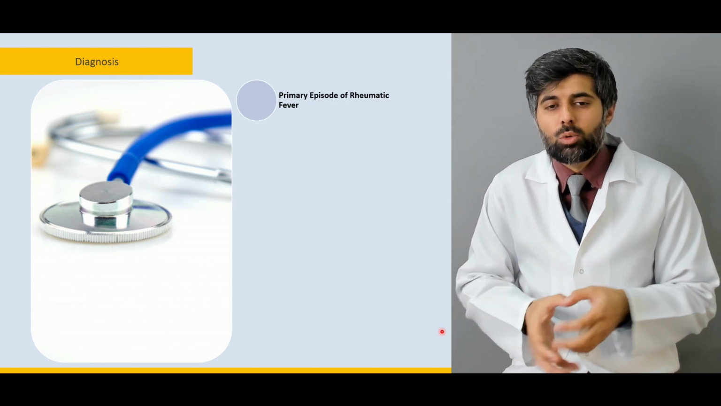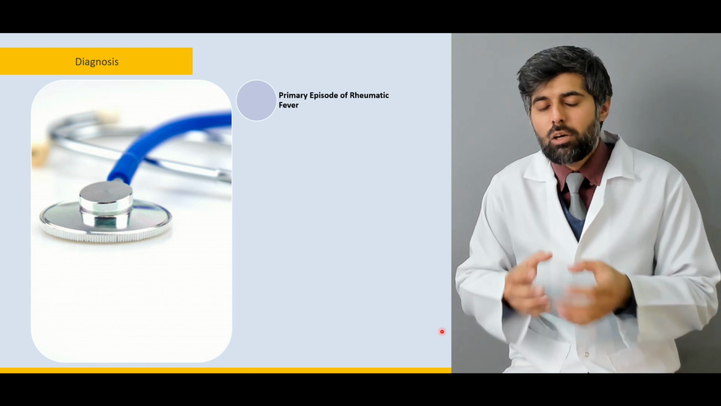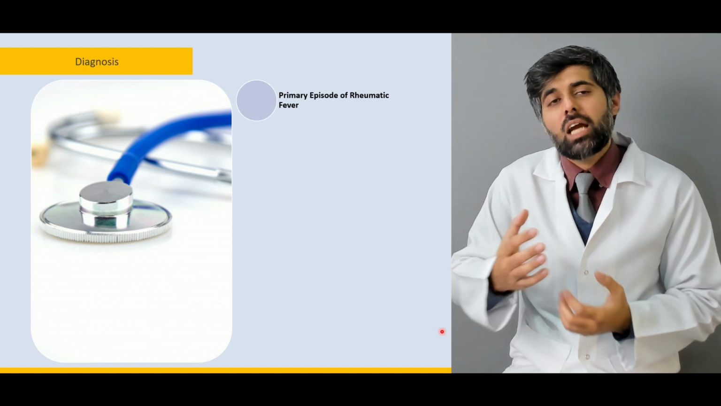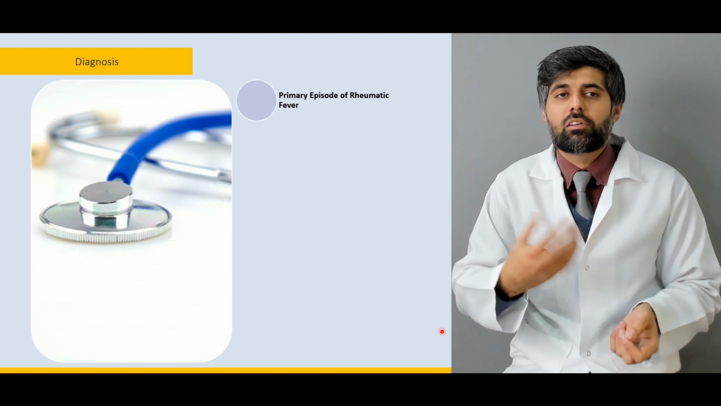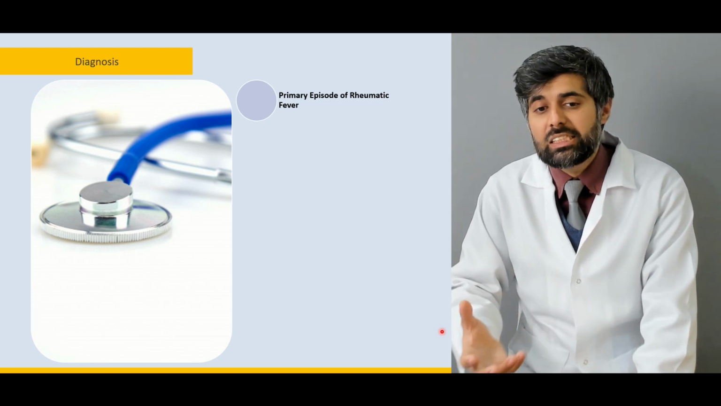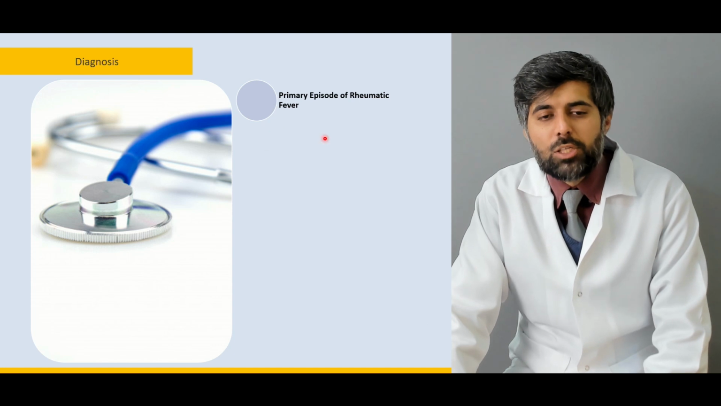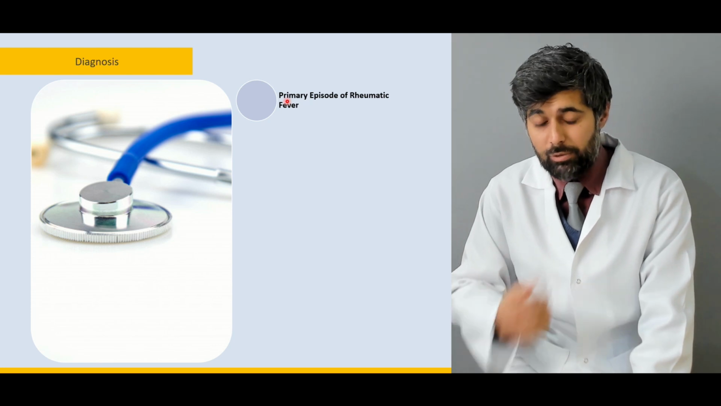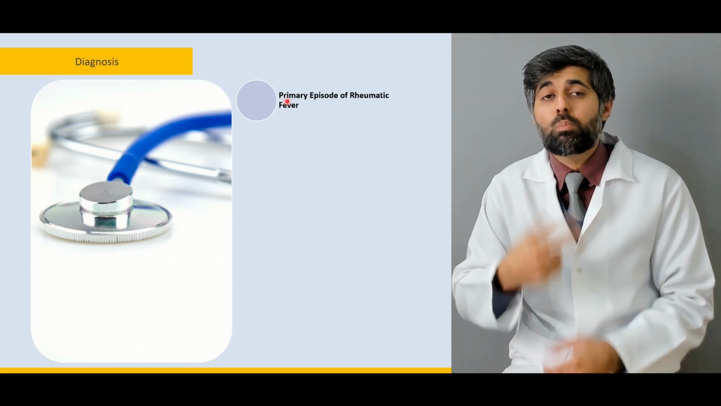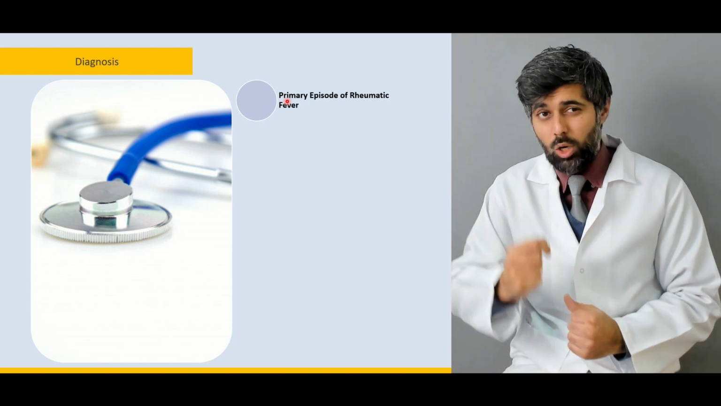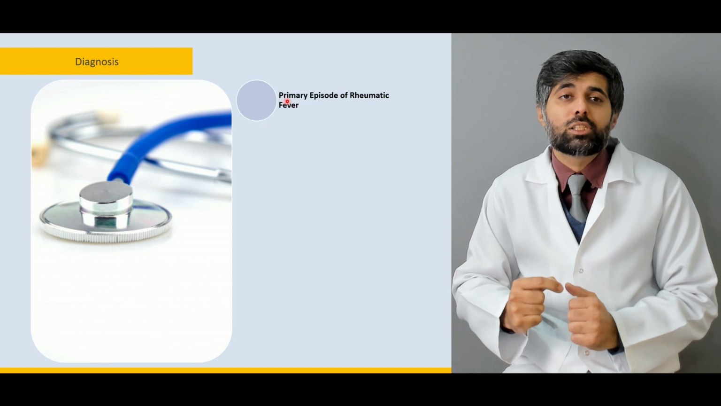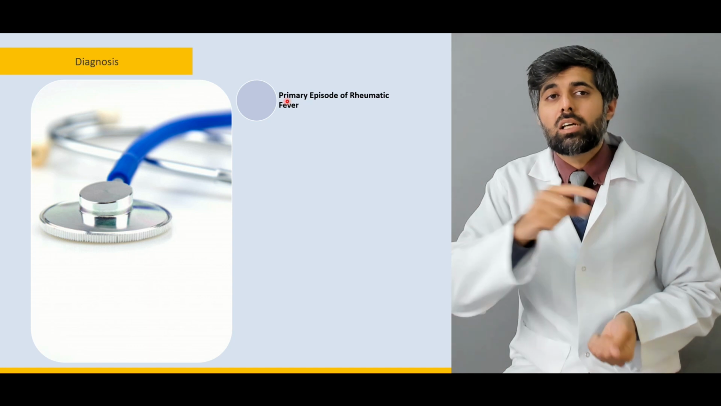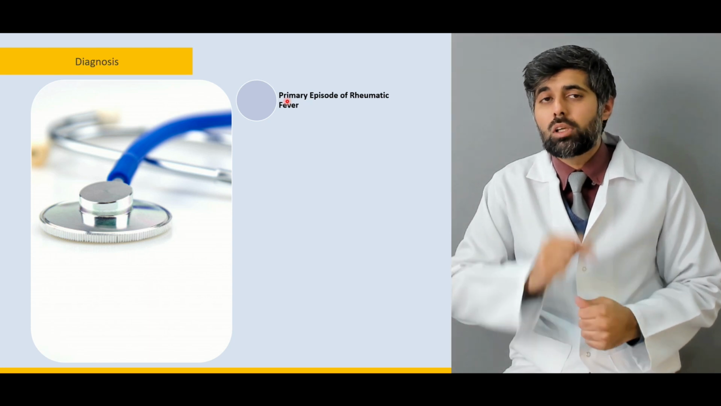Now, in order to diagnose a patient with rheumatic fever, we have to take into consideration the amount of the episodes and establishment of rheumatic heart disease. If we have to diagnose the patient with a primary episode of rheumatic fever, he or she should have two major manifestations, or one major and one minor manifestation, along with evidence of a previous group A streptococcal infection.